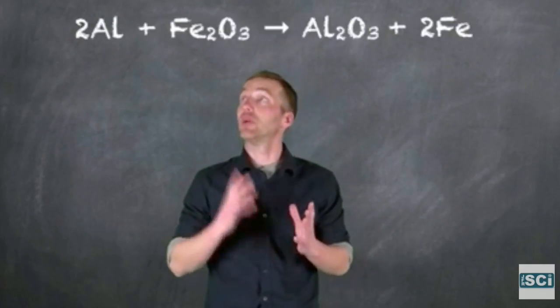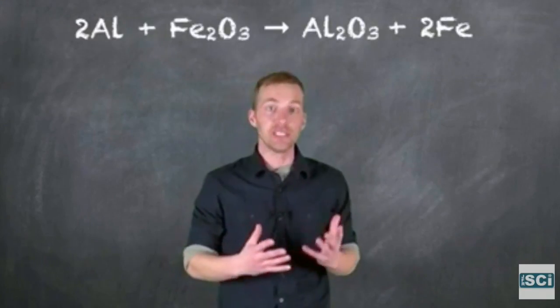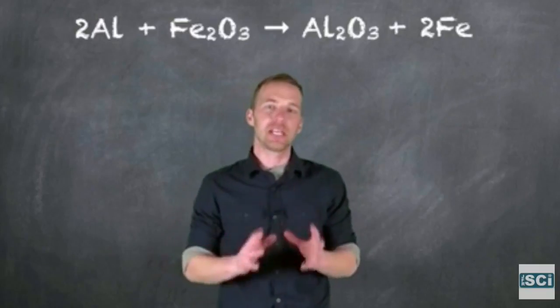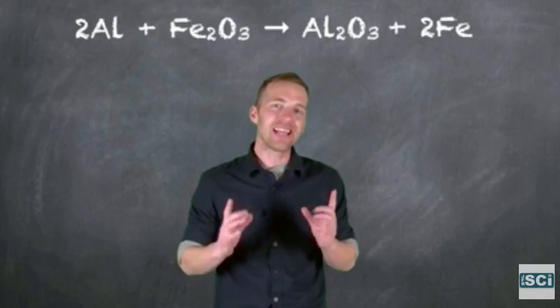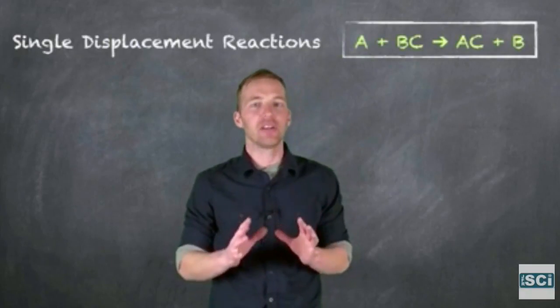So here in this reaction, we have aluminum and iron 3 oxide, which we more commonly refer to as rust. And what they're going to do, as you see, is produce aluminum oxide and iron. Now notice the general pattern in this particular chemical reaction. We classify these types of reactions as single displacement reactions, and there's an identifiable pattern here that you can see.